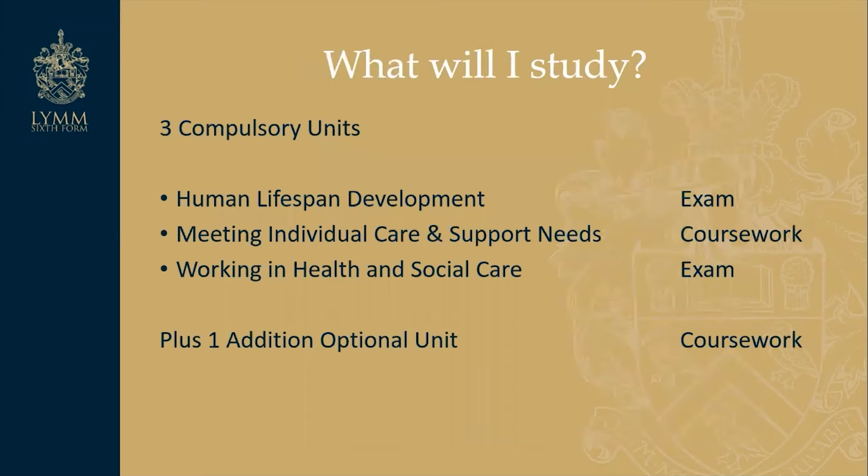What will you actually study? So there are 3 compulsory units: human lifespan development, meeting individual care and support needs, and working in health and social care. Plus we do 1 additional optional unit. There are 2 exams and 2 pieces of coursework. The exams are based on case studies, of which a series of questions are based, and the coursework is based on assignment briefs.